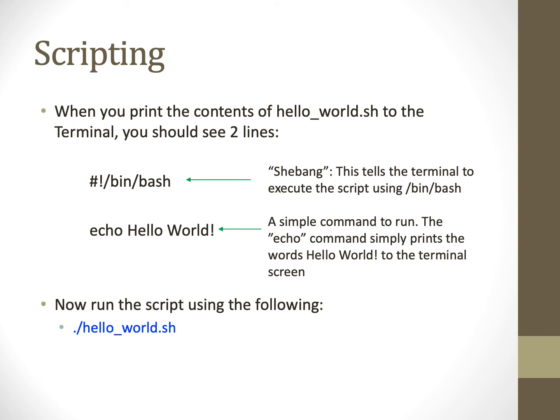When you print the contents of Hello World to the terminal, you should see two lines. The first line is known as the shebang, which tells the terminal to execute the script using bash. The second line is a simple command that is run. The echo command simply prints the words hello world to the terminal screen.